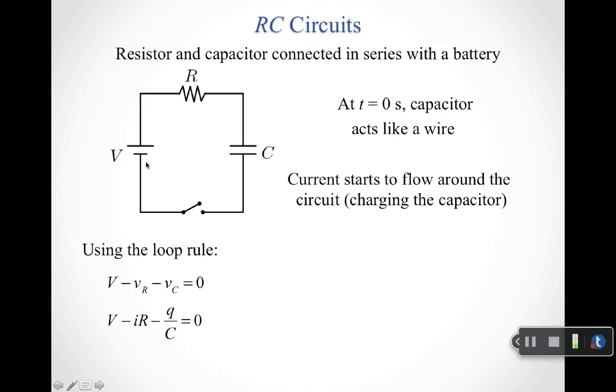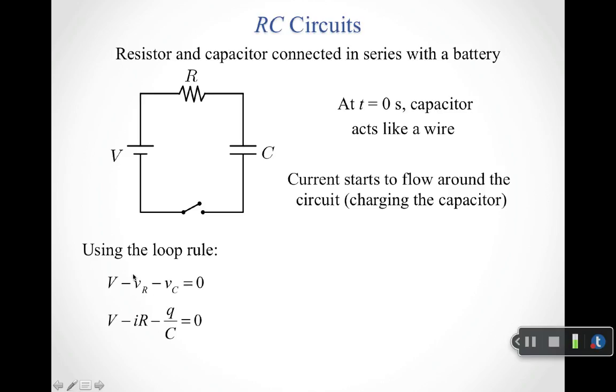So if we think about what's going on at any time after that, we use our loop rule. Let's say we simply start here, and I know that current is going to be flowing this way around my circuit because of the way my battery is oriented. If I start here, I'm going to have an increase across the battery, a decrease across my resistor because I'm going in the direction of the current, and a decrease across my capacitor, because this will be the positively charged plate and this will be the negatively charged plate, so I'm going from positive to negative across the capacitor. So using my loop rule, this is what I end up getting.